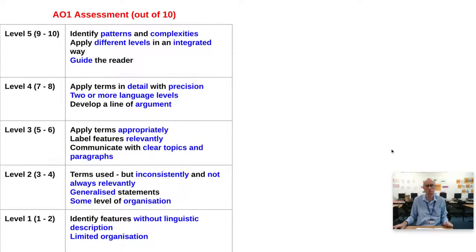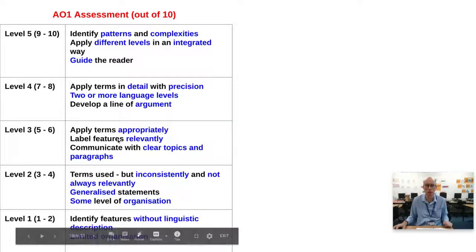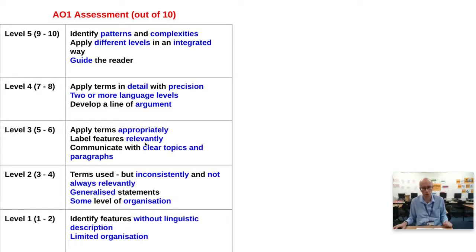Okay, right. Let's just quickly look at the mark scheme. On the AO1, I just want to draw attention to the fact that in order to get something like a C grade, you're having to do these things. You're applying terms appropriately, you're labeling your features relevantly, and you're writing in clear topic sentences. So that's your kind of mid-range.